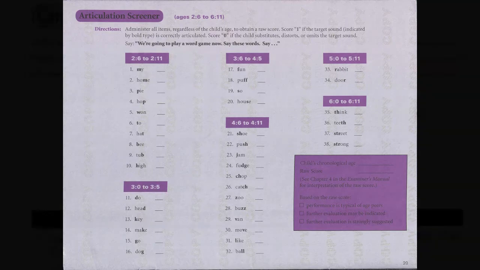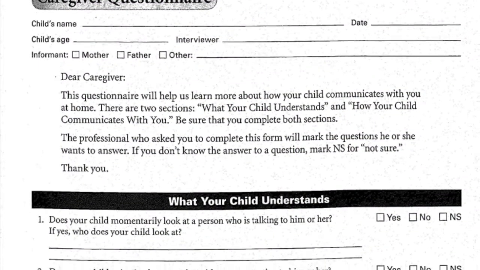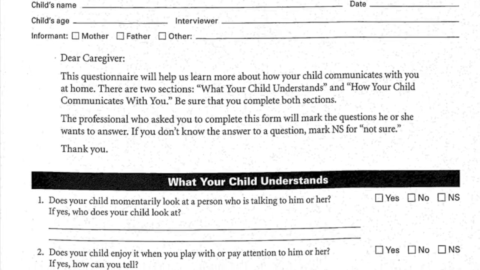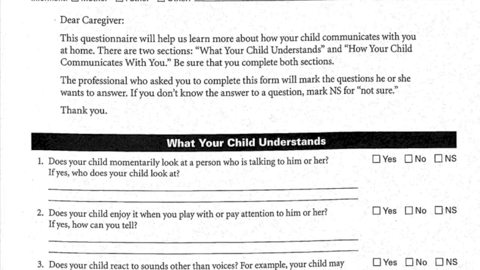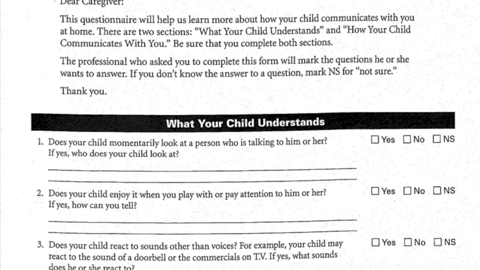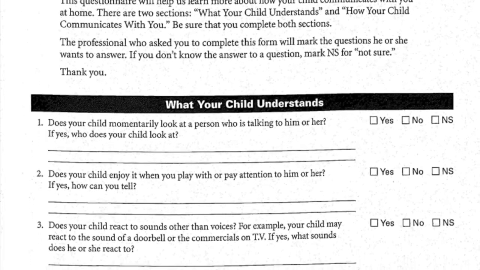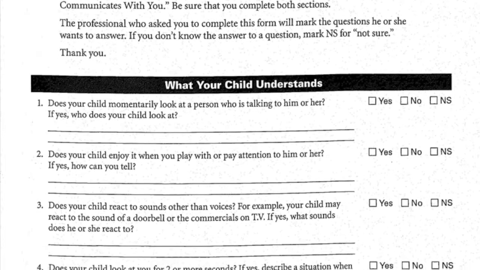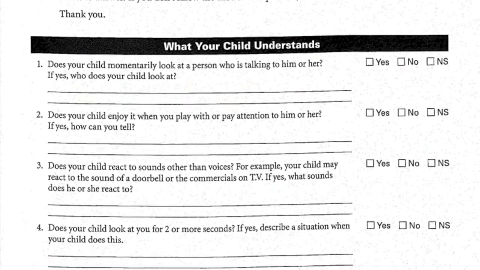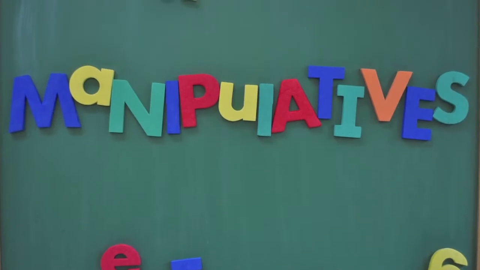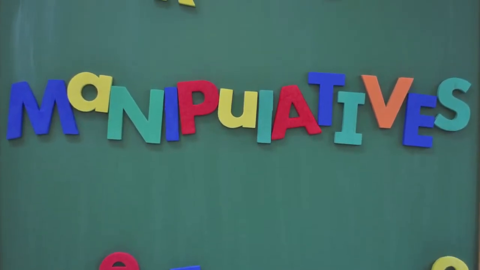The caregiver questionnaire is a form that you give to the child's parents, caregivers, or daycare teachers to complete. It is designed for children up to age 2 years, 11 months. Once filled out, it gives information about the child's communication behaviors at home or in the preschool daycare setting. The manipulatives are used to facilitate interactions with the child.